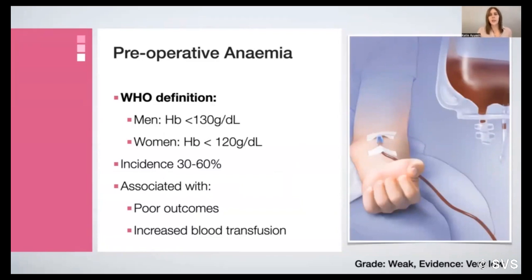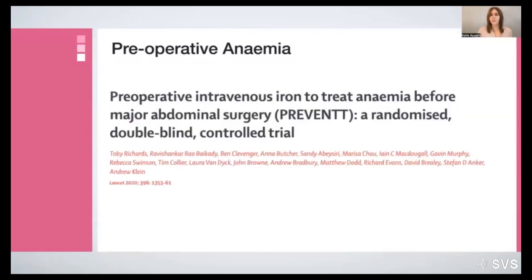Blood is also immunogenic and has been implicated in cancer recurrence. So giving a blood transfusion in the preoperative setting should be an absolute last resort. The evidence base for anemia is weak, and this has been shown by the PREVENT trial. So this was a double-blinded randomized controlled trial, and patients were randomly allocated to receive either IV iron or placebo 10 to 42 days before surgery.